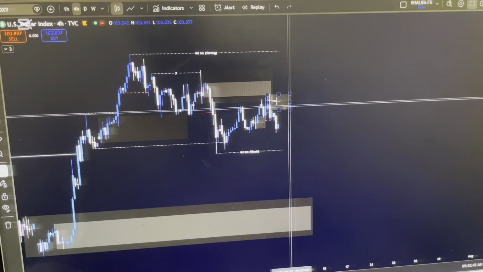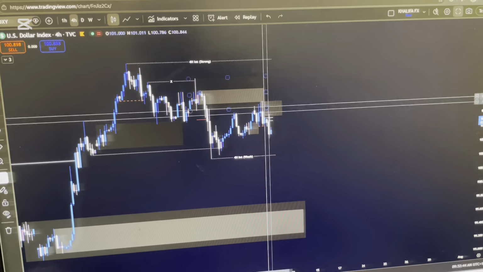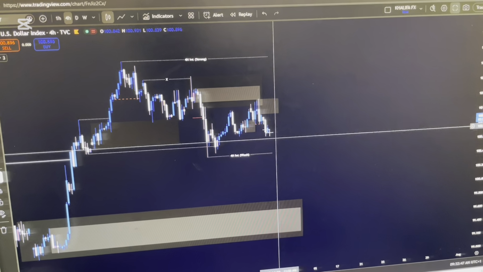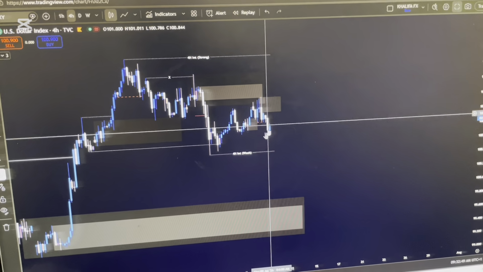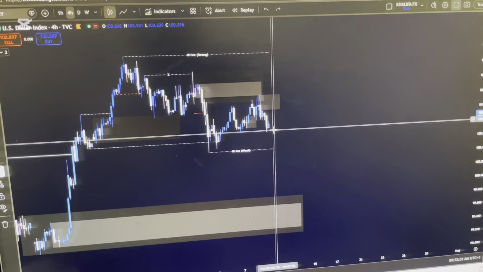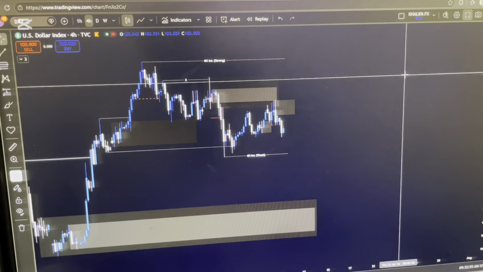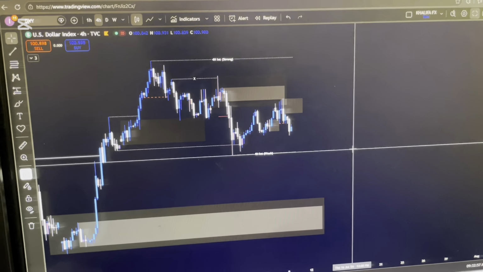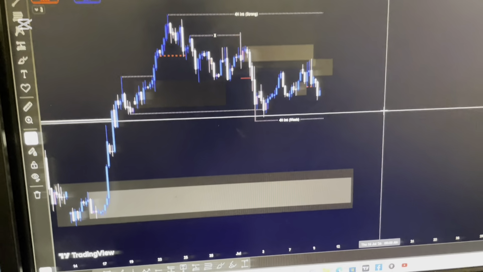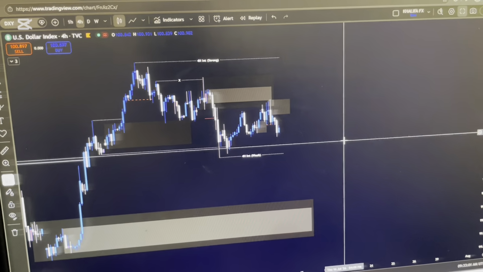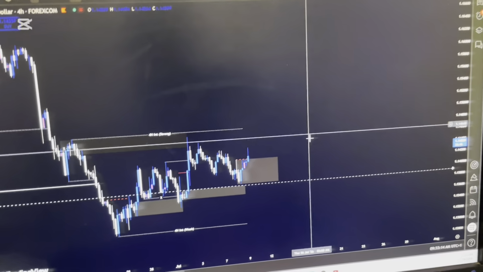DXY. Price tapped the zone I was talking about, gave a fractal break to the downside, and now my expectation is that it's coming for this low. So if this is going to be bearish, then I'm just expecting to buy EUR USD, buy GBP USD, and then sell all those dollar pairs, right? So yeah, now the last one, EUR USD.